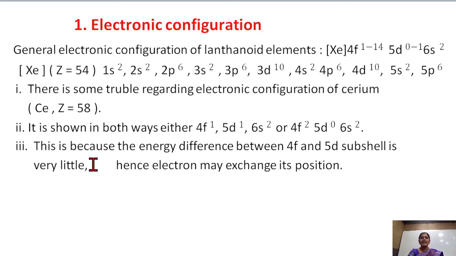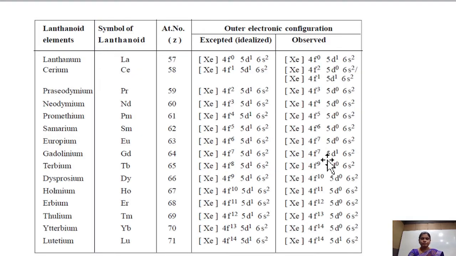This is because the energy difference between the 4f and 5d subshells is very little, hence an electron may exchange its position. Sometimes its electronic configuration is 4f1 5d1 6s2, or because of the low energy difference it may be 4f2 5d0 6s2. Now these are the lanthanoid elements.